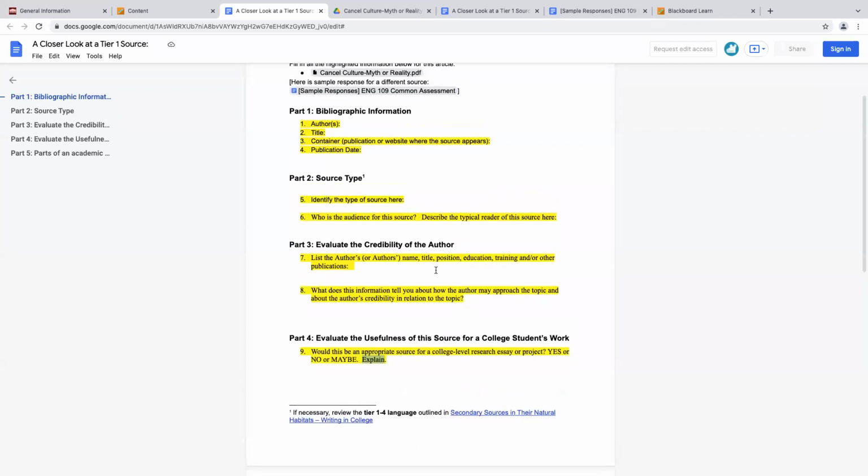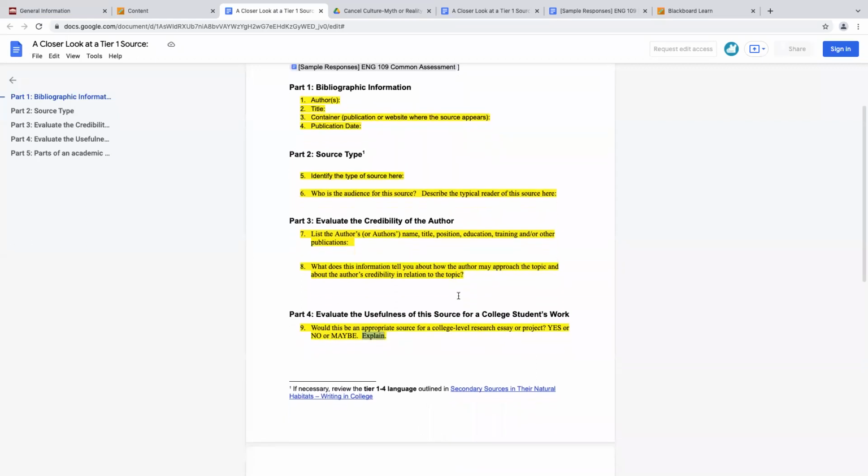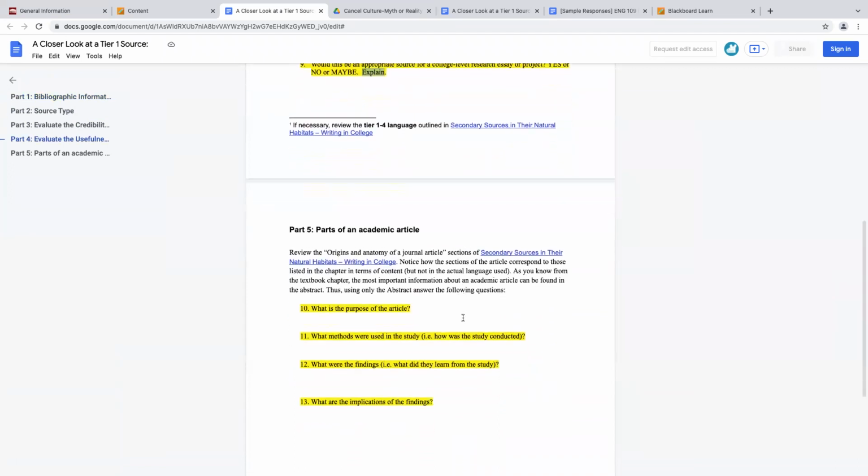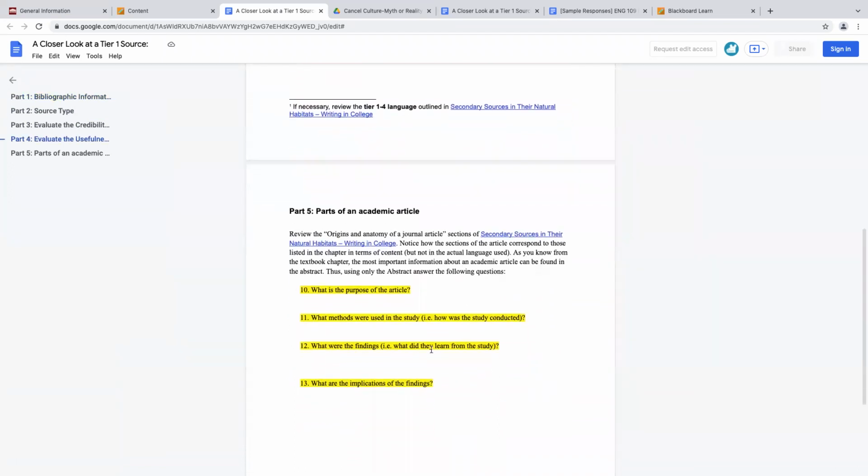So you go through this, you can type your answers in or however you want to do this. And then for this particular assignment, you won't see these questions on the future assignment or the exam. But for this particular one, I want you to pay attention to these questions and to answer these ones. And as I say here, most important information can be found in the abstract. So you should be able to read the abstract of the article, get this information, and be able to explain this information here.